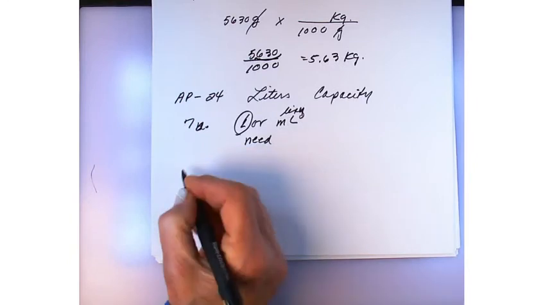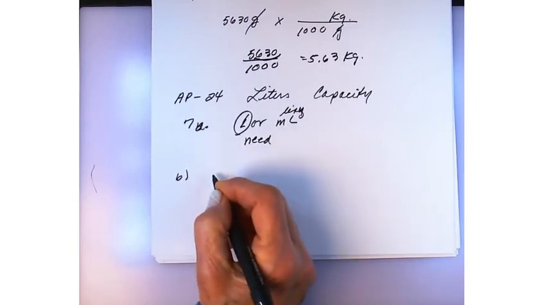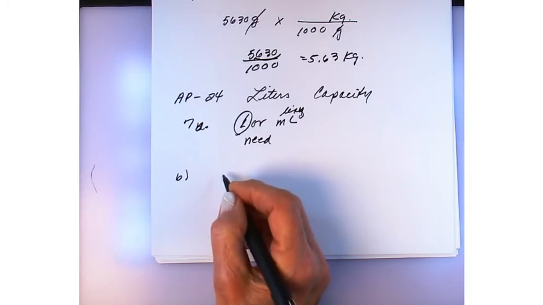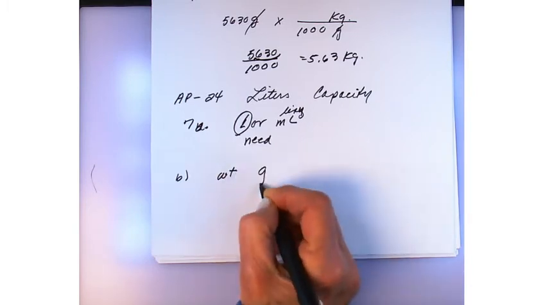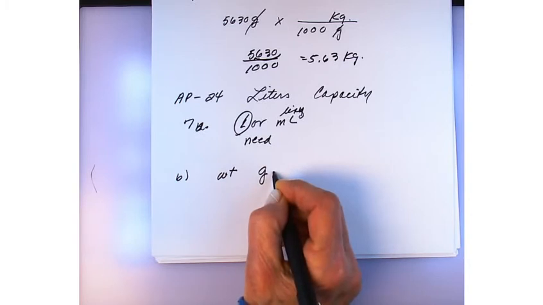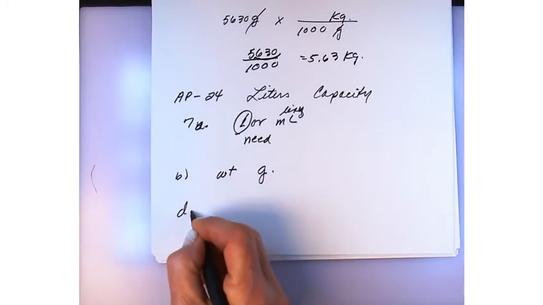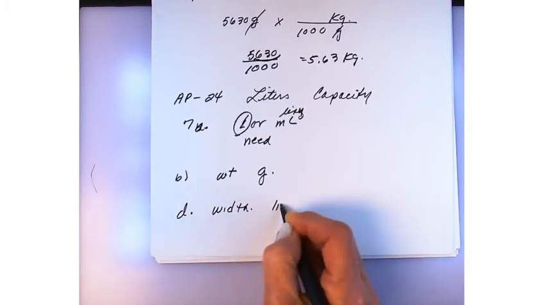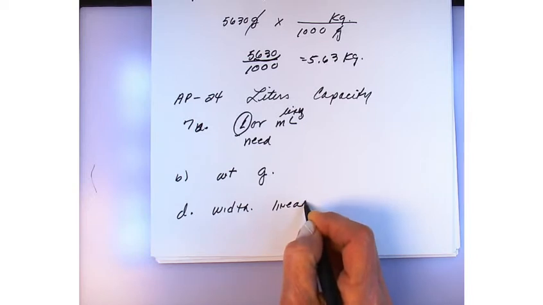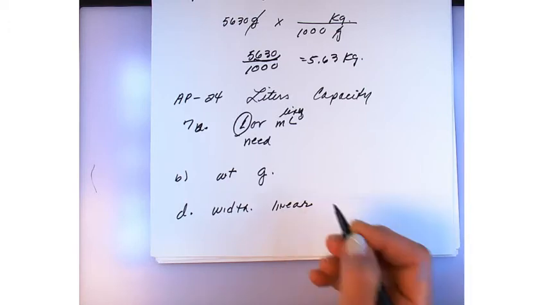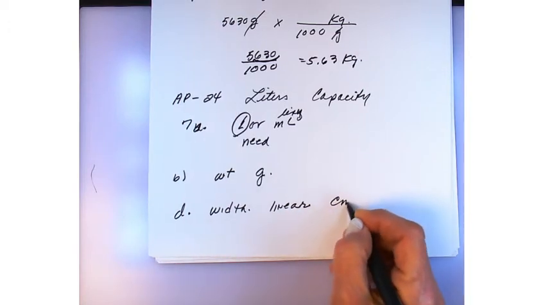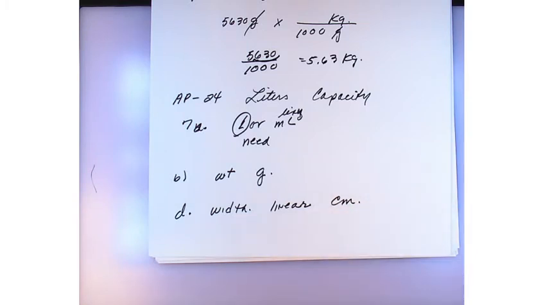Looking at B, a bag of potato chips. Well, that doesn't weigh very much. So we're looking at weight, and that would be grams. Looking at D, we're looking at width. Width is linear. So we're looking at a length. A length would be something like meters or centimeters. So we're going to pick centimeters there.